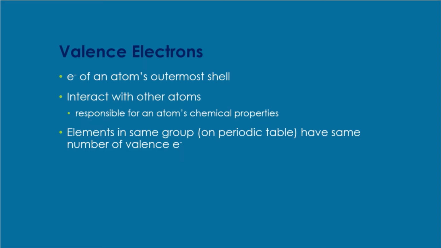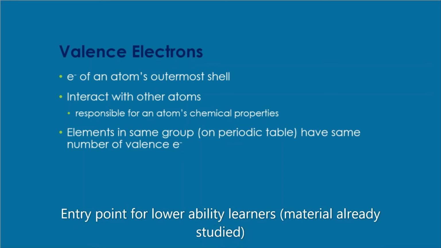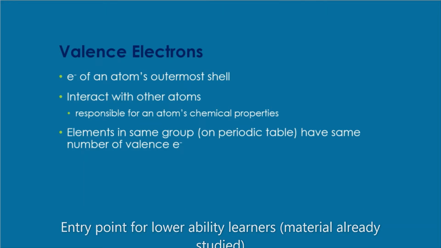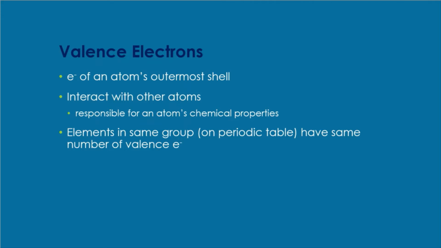Now, these are the electrons in the outermost shell. These interact with other atoms and are responsible for an atom's chemical properties. As we discovered last lesson, elements in the same group on the periodic table have the same number of electrons in their outermost shell, so the same number of valence electrons. Who recalls, are the groups of the periodic table the columns or are they the rows? Nice one. So each element in the same column has the same number of electrons in its outermost shell.